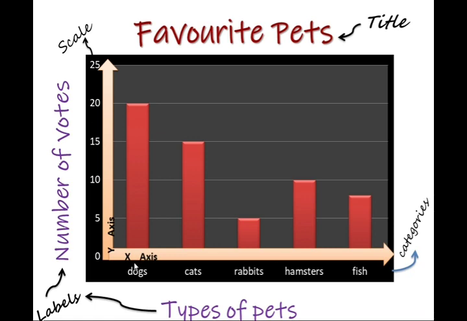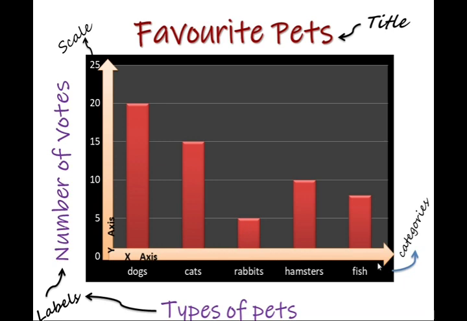It starts from the x-axis and ends at the number 20. How many people voted for rabbits as their favorite pet? So now we look for the category of rabbits. We follow the bar until where it stops. The bar stops at the line, and if I put my ruler in line with this line, I can say that 5 people voted for rabbits as their favorite pet.